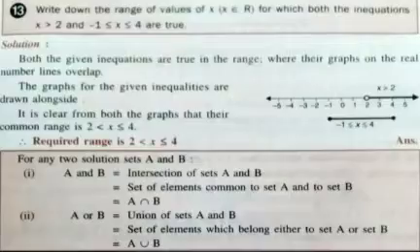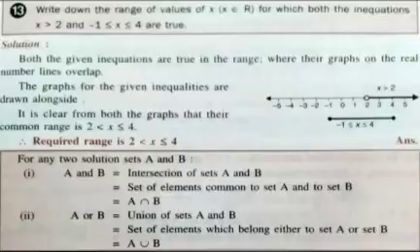So question number 13, you can pause and do that and then come to question number 13. Write down the range of values of x, x belongs to real numbers, for which both the equations x is greater than 2 and minus 1 is less than or equal to x is less than or equal to 4 are true.